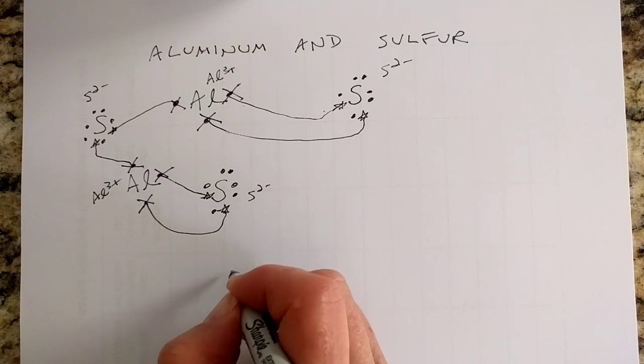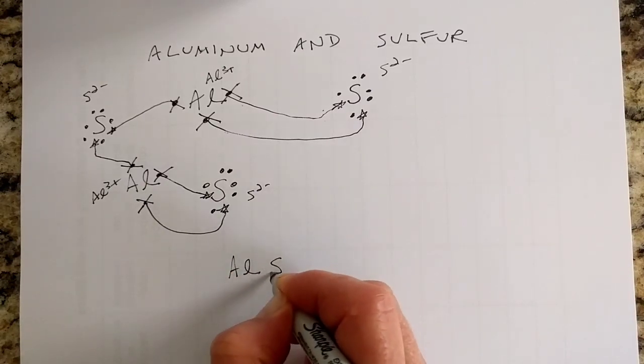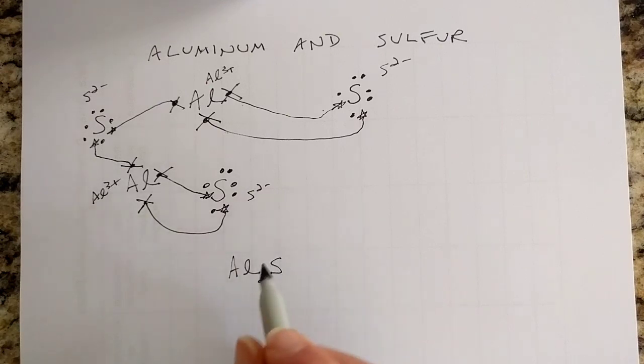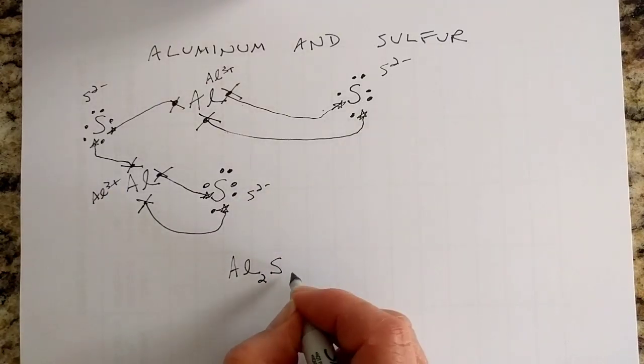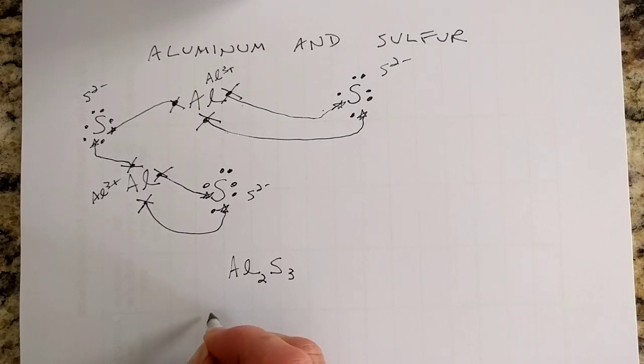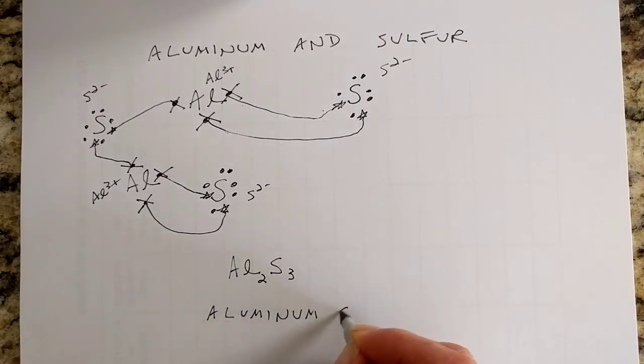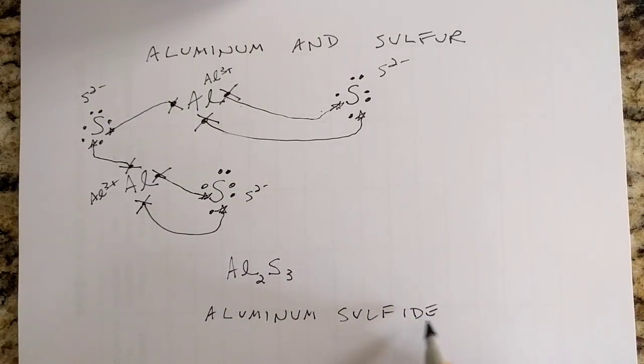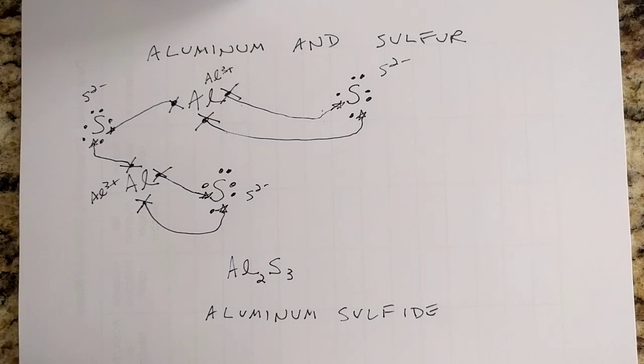Now we write our formula. So we have aluminum and sulfur. We have 2 aluminum ions, so Al2. And we have 1, 2, 3 sulfur ions, S3, and our name, aluminum sulfide. You've got to remember that our nonmetal ion ends in IDE. And that's it.